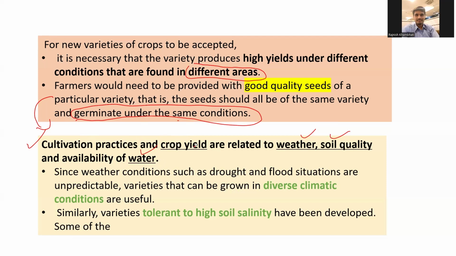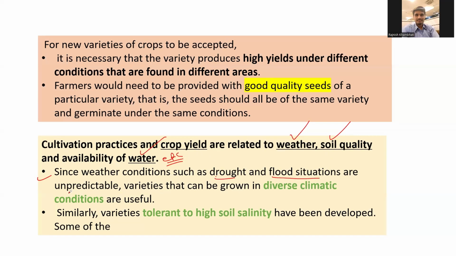So even if you have good quality seeds, again, a few factors are there, like what the weather is, what the quality of the soil is, and whether water is available and the type of water, etc. If these conditions are not fulfilled, again, your seed will not germinate. Clear? Since weather conditions such as drought and flood are unpredictable, only varieties that can be grown in diverse climatic conditions are used.